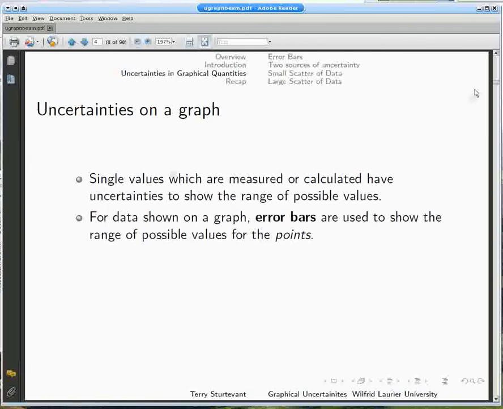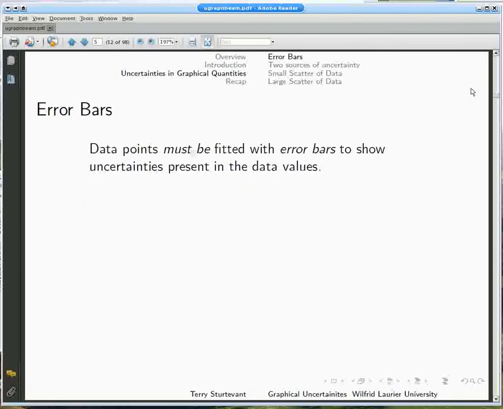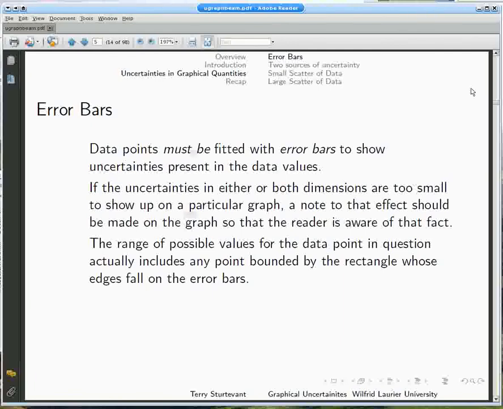Error bars are the way that measurement uncertainties show up on a graph. When the slope and y-intercept are determined from a graph, they also have uncertainties. If the error bars are too small to show up on a graph, there should be a note to explain. The error bars on a point produce a rectangle which represent the possible values of both variables for that measurement.